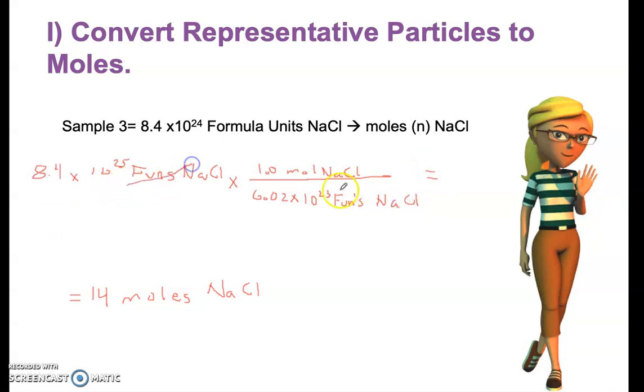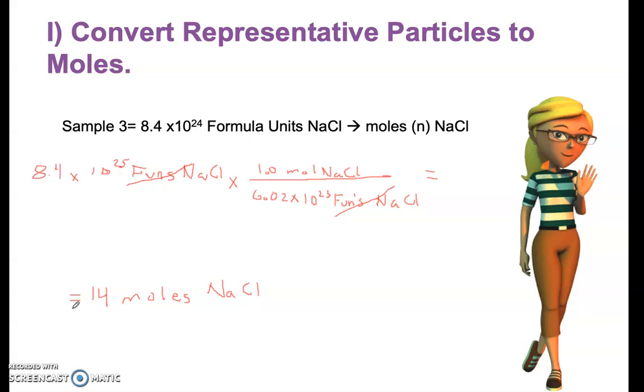Okay, the formula units will cancel out, giving us 14 moles. So 8.4 times 10 to the 25th times 1 divided by Avogadro's number equals 14 moles. Okay, now let's look at the reverse situation. Let's go in the opposite direction. I'll just show you 2 of those examples.